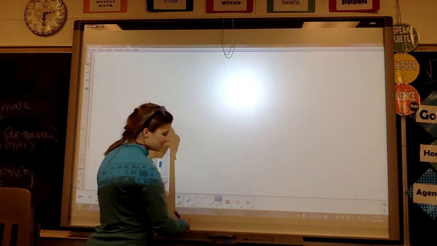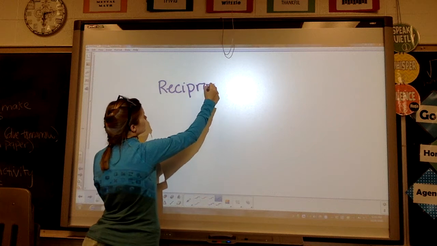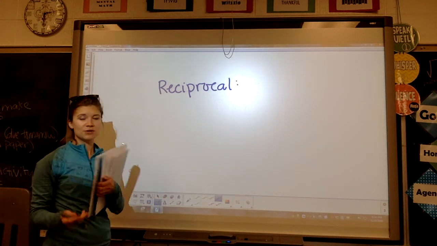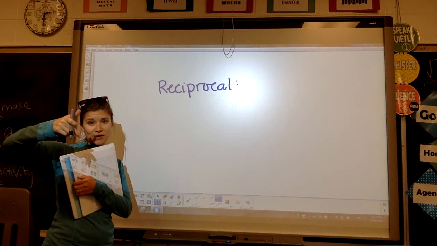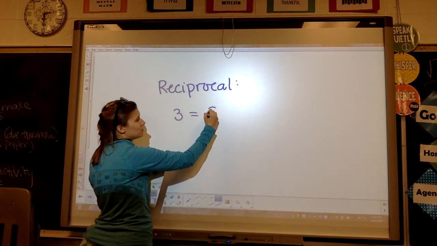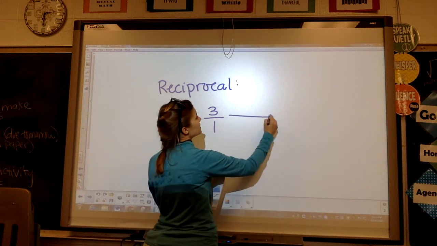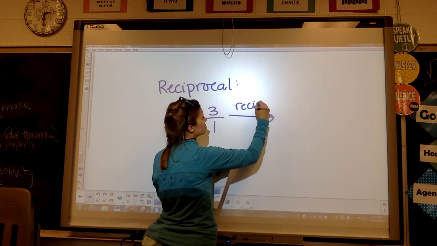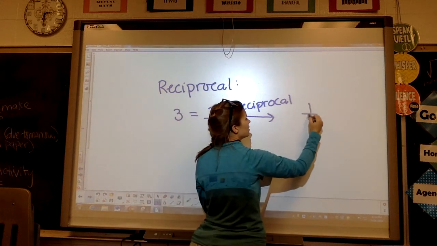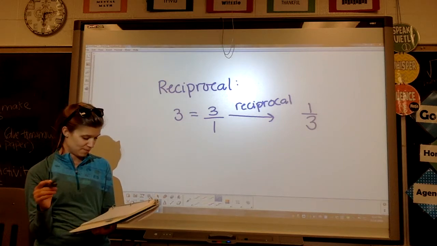All right, next thing I want to talk about is the reciprocal. This should be something we know fairly well already. So the reciprocal is when you flip the numerator and denominator of a fraction. So if we have the number 3, which we can write as 3 over 1, right? If we want to write the reciprocal of that, we just flip it: 1/3. And if a fraction's negative, just keep it negative when you write the reciprocal.